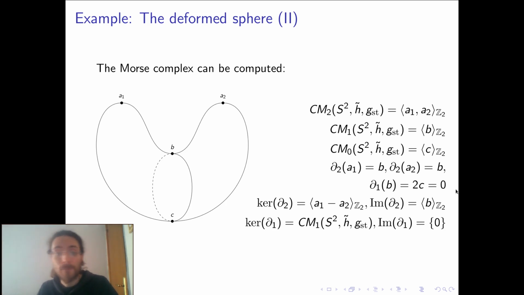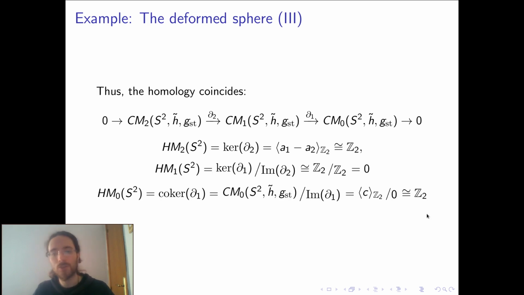So this is easy. And now to compute the homology groups, we need to compute the kernel of each of the maps and the image. So this can be easily seen as this. Here I'm using the minus sign to emphasize that you need to subtract them, but of course in Z2 it's the same to subtract or to add these 2 critical points. And now, having all this information, we can compute the homology.